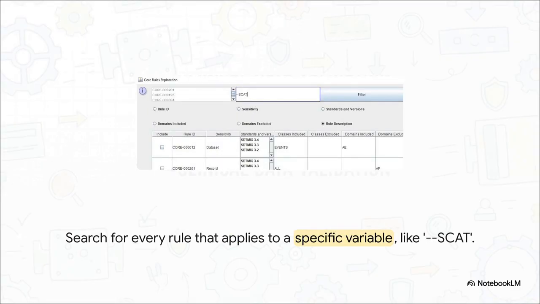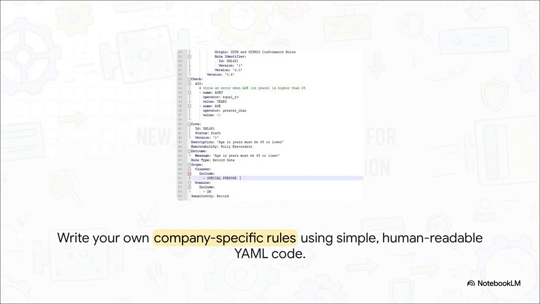Or what about this scenario? You're trying to troubleshoot a specific variable, something like --SCAT. You can just search the rule descriptions for that term, and again, you get a super targeted list of every single rule that has anything to do with that variable. This is a huge time saver. And here's where it becomes a true game changer.